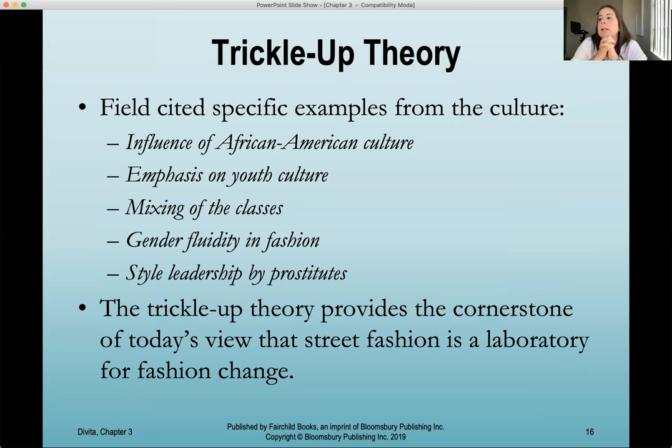The trickle up theory has specific examples that come from different cultures. So African American culture, youth culture, mixing of classes, right? So an elite mixing with the lower class, gender fluidity in fashion, and then style leadership by explicit or sexualized groups of people. Okay, the trickle up theory provides a cornerstone of today's view that street fashion is a laboratory for fashion change. This is a theory that I truly have studied a lot because I find it so interesting. I believe that most fashion change comes from the bottom level.